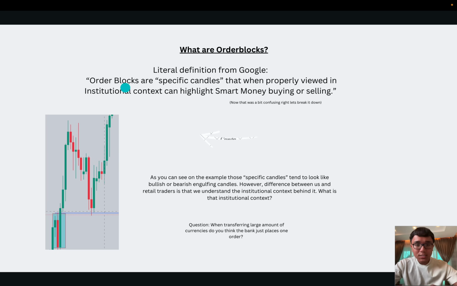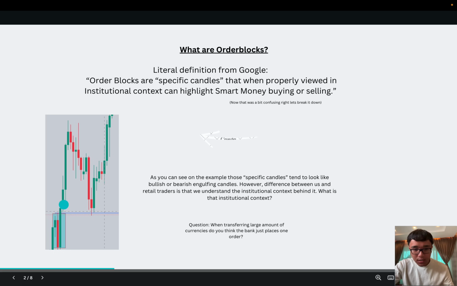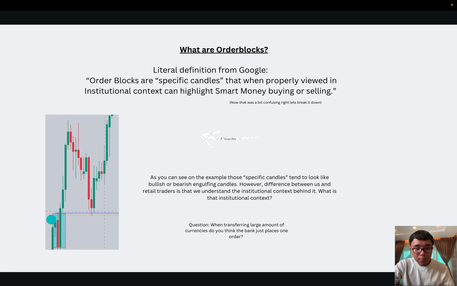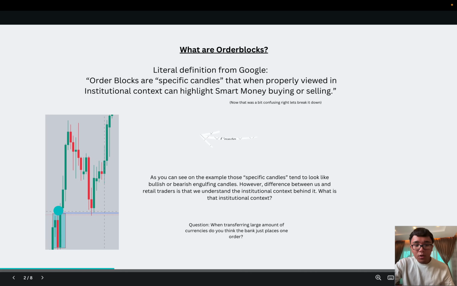Now, order blocks are specific candles that when properly viewed in institutional context can highlight smart money buying or selling. Now, what are these specific candles? Well, these specific candles tend to look like bullish engulfing candles or bearish engulfing candles. Now, in this example right here, what we can see is we have a bearish candle followed by a bullish engulfing candle, and this is what we call an order block, right?